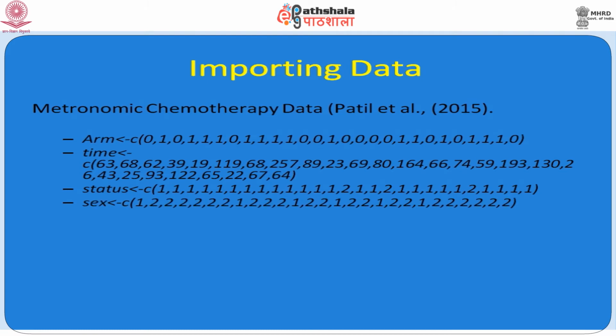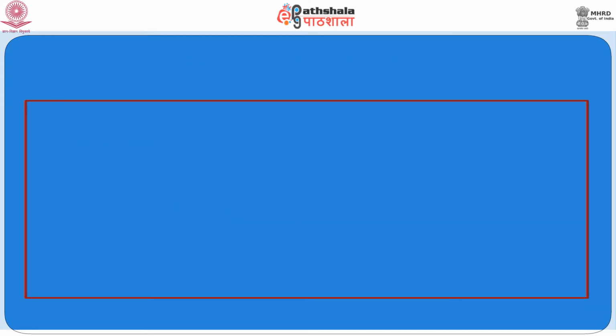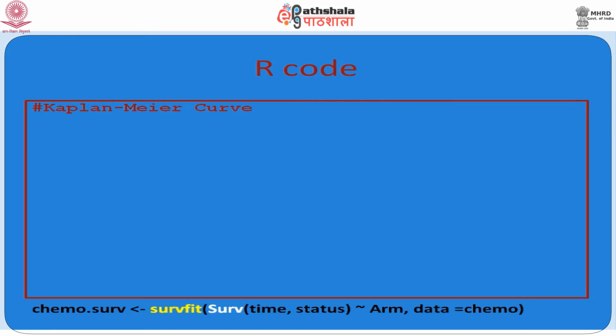Now again, 1 is given for male and 2 for female. The whole set of variables, arm, time, status and sex, is assigned through the data.frame function and given to a database called chemo. Now we are coming to the R coding to get the Kaplan Meier curve.